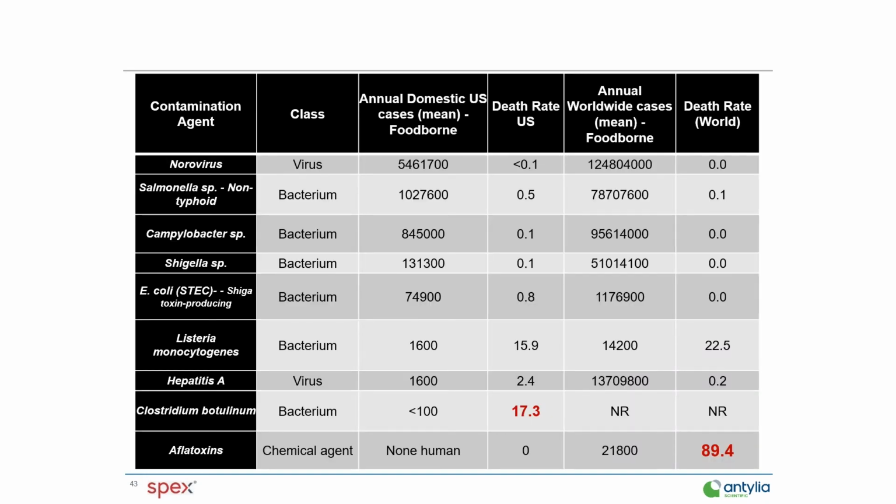Around the world, there are quite a few pathogens of concern when it comes to foodborne illness. Viruses like norovirus, bacterium like Salmonella or Campylobacter, viruses like hepatitis A. And then there's aflatoxins, which are actually a chemical agent produced by fungus. So the highest death rate around the world, 89.4%, were from aflatoxins. But there were no human cases here in the United States, and so there were no deaths. But botulism, which is a bacterium, had the highest death rate in the US of 17.3%. So these are definitely pathogens of concern when it comes to foodborne and waterborne illness.